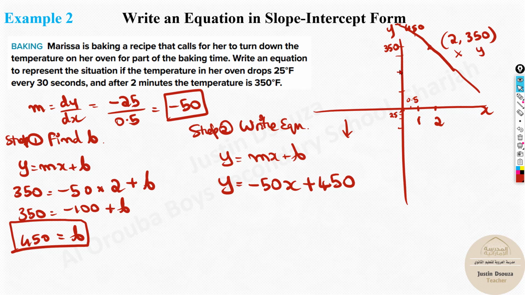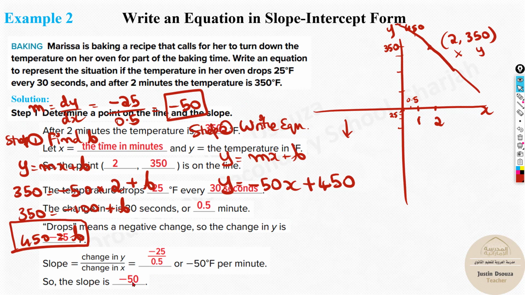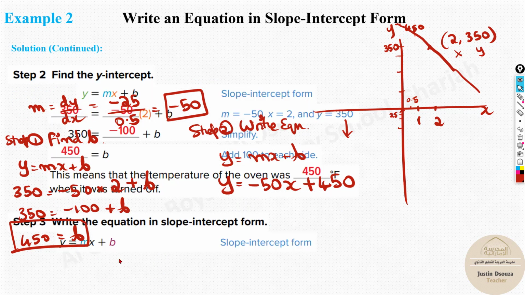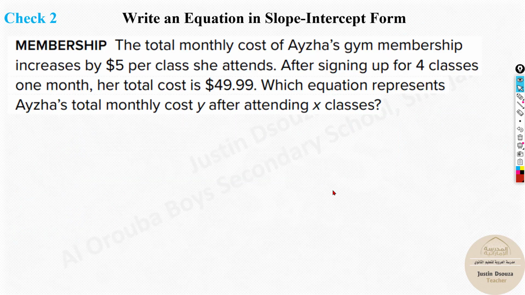So this is how we basically solve this problem. This is the equation. Only this equation is important. That's only the thing they have asked. We can see the slope was minus 50, and the final equation was minus 50x plus 450. I hope this is clear. We will move on to the next problem.